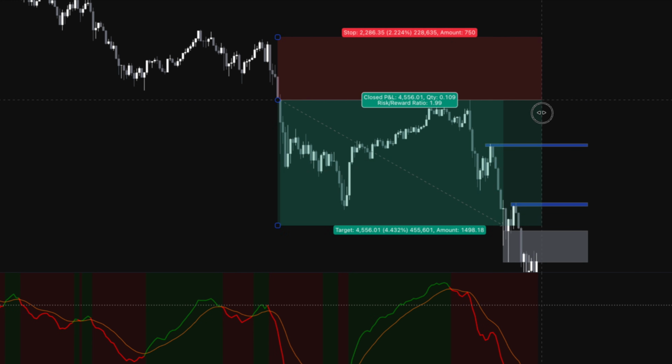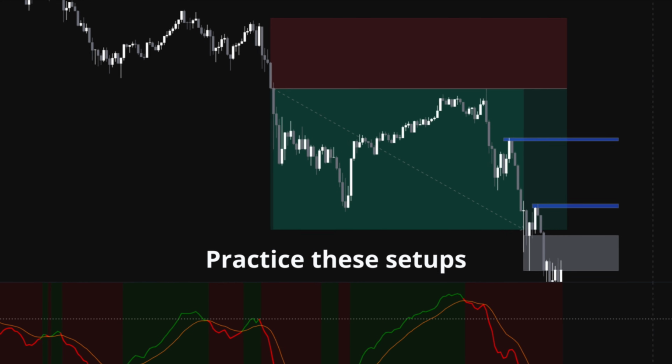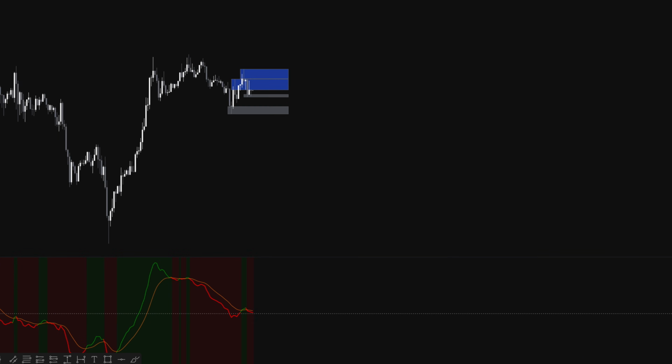2 approaches, same indicators, clear rules for entry and exit. Practice these setups, backtest them, and make them your own.